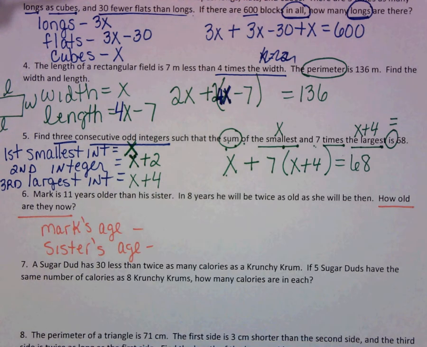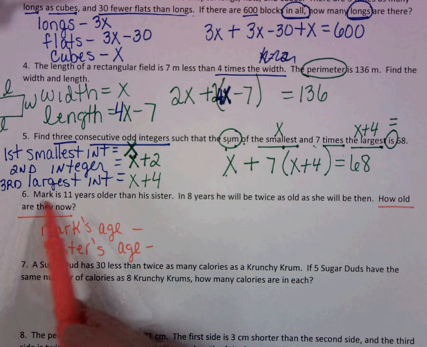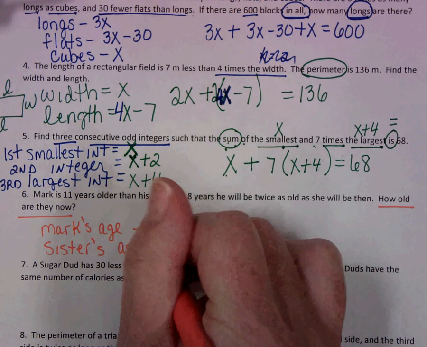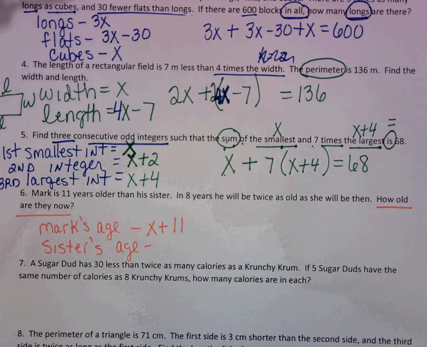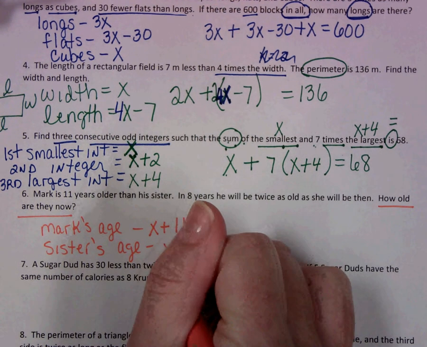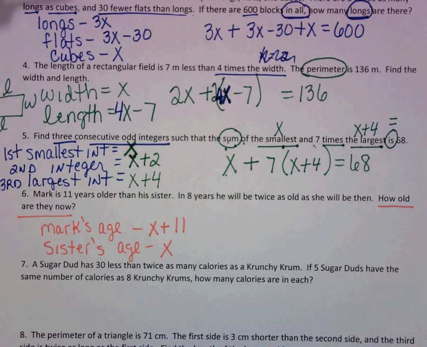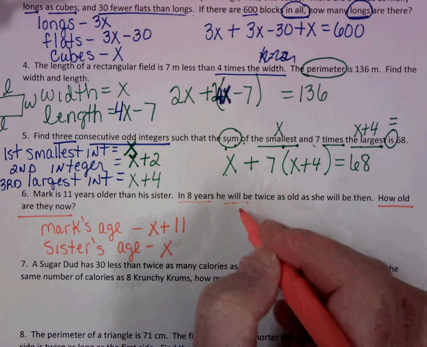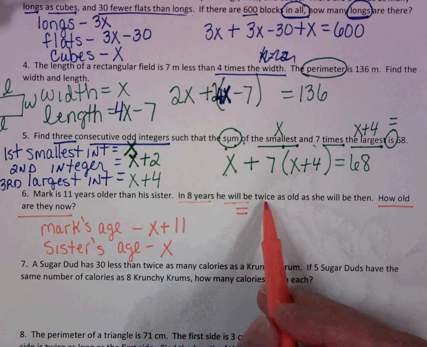Now, we talked about that when we have two different unknowns, we need to try to make one of them X, just the single variable. Well, if it says Mark is 11 years older than his sister, you would most likely say Mark was X plus 11, which means that the sister would be your X. Okay, so then it says in 8 years he will be equal to twice as old as she is.